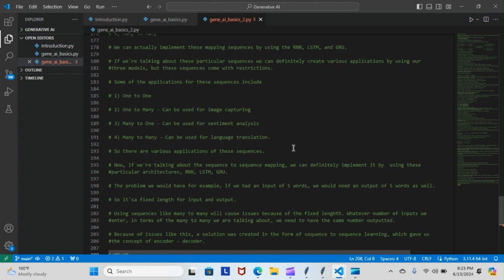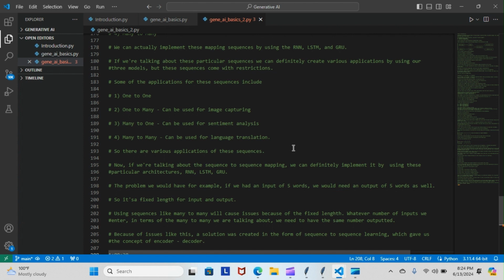Now, if we're talking about the sequence-to-sequence mapping, we can definitely implement it by using these particular architectures, the RNN, LSTM, and the GRU. The problem we would have, for example, if we had an input of 5 words, we would need an output of 5 words as well. So it's a fixed length for input and output. Using sequences like many to many will cause issues because of the fixed length. Whatever number of inputs we enter in terms of the many to many we are talking about, we need to have the same number outputted.